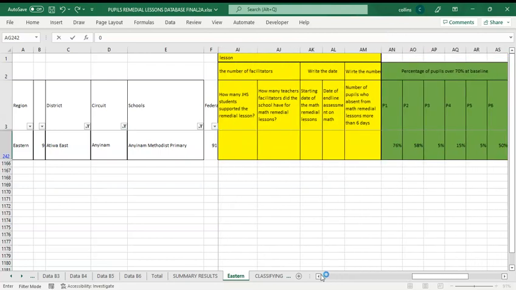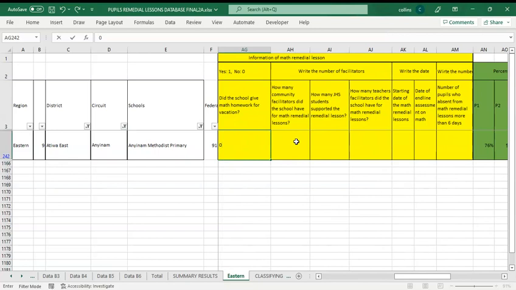How many, okay, how many community files the school have for math remedial lesson? If it is one, you write. If it is two, you write. So let's say I had no community file. Say how many JHS students supported the remedial lesson? Let's say two. Then how many teachers facilitated did the school have for math remedial? These are teachers who are employed and they are teaching the school, and their services was needed and therefore supported the remedial lesson. Let's say seven.